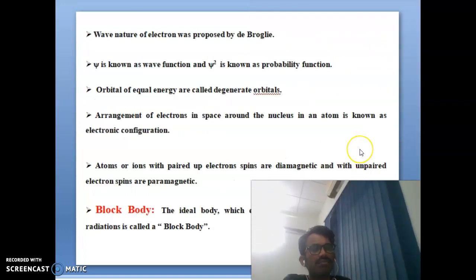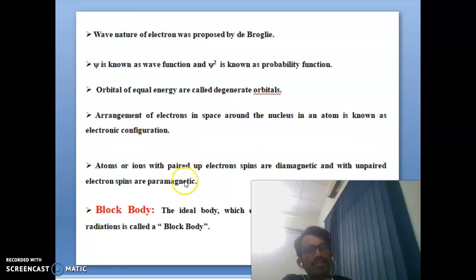Okay. Next one, the wave nature of the electron was proposed by de Broglie. Psi is known as the wave function and psi square is known as the probability function. Orbitals of equal energy are called degenerate orbitals. The arrangement of electrons in the space around the nucleus in an atom is known as electronic configuration.